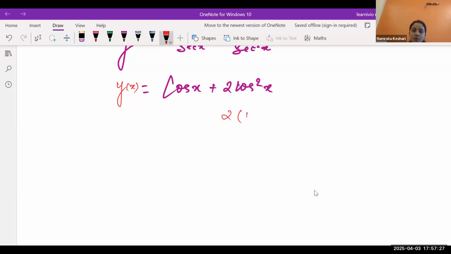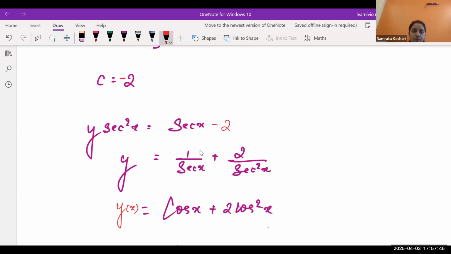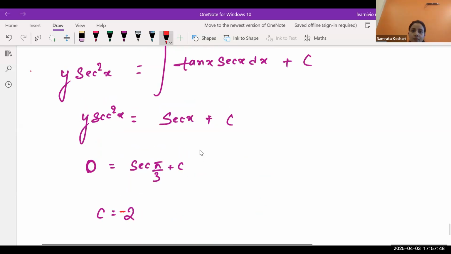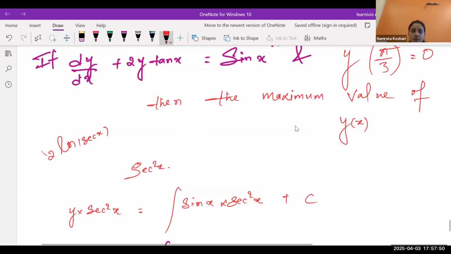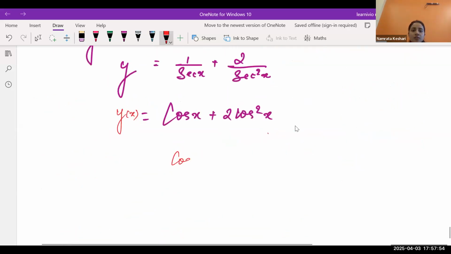Just a moment, no, let me check this way. If we take cos x common, we'll be able to get 1 plus 2 cos x. Yeah, we can find the maximum. Okay, but I'm checking if everything is okay or not. Yeah, it's fine. Okay, let's continue.